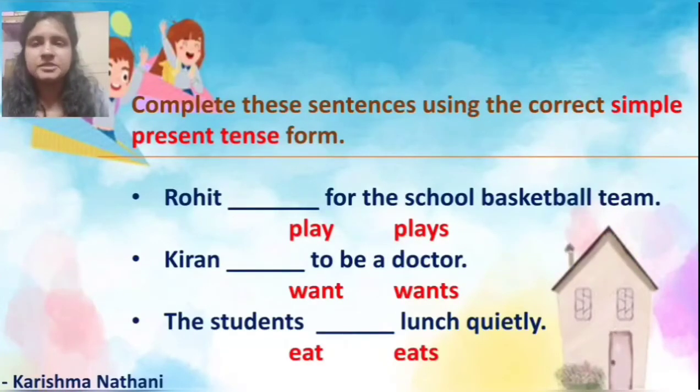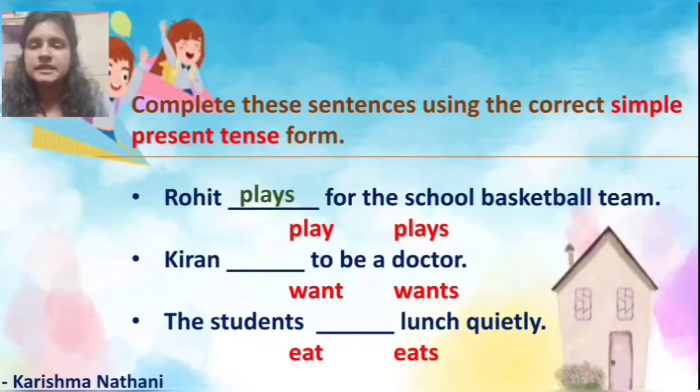Complete the sentences using the correct simple present tense form. Here you can see two options. We have to select the correct one and put it into the given blank. Rohit dash for the school basketball team. Option is play and plays. As we know, Rohit is a singular form, so we have to put plays. Okay, so answer is plays, because Rohit is singular form, so we have to add s at the end of the word play. Answer is Rohit plays for the school basketball team.